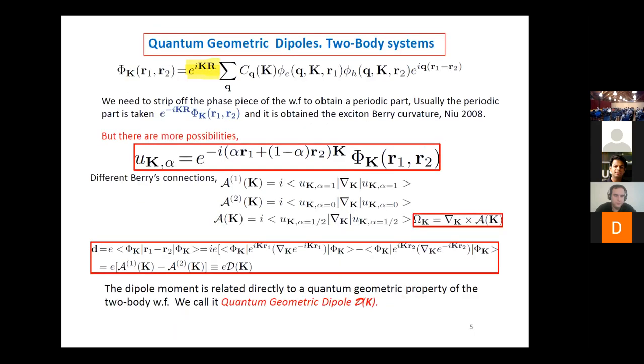Now the question is what happens if you have two particles, one electron and one hole, okay? In that case, the idea is to write, for one exciton, the wave function as a function of the position of the electron and the hole, and there is the total momentum of the exciton. Now you want to define some parameter space where to have some closed path in the system. So what you need finally is to write a wave function which is periodic when you move the electron and the hole at the same time. Normally, what people do is to define this wave function by stripping off this phase, in such a way that this is periodic, and in this form you obtain the exciton Berry curvature.